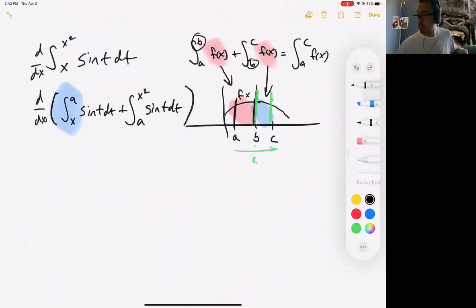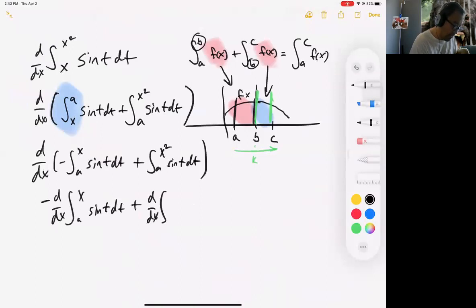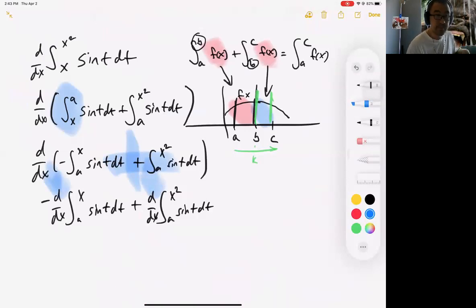So d over dx. And if you remember, how do I swap our interval? Just a negative sign. Negative integral a to x of sine t dt plus integral a to x squared of sine of t dt. Now, if we take the derivative to write it out, d over dx, integral from a to x of sine t dt plus d over dx, integral a to x squared of sine of t dt. How I was able to split, quote unquote distribute, please don't call it that, but when I'm taking a derivative of a plus or a minus, you can take a derivative of them separately. That's the reason we can do that.